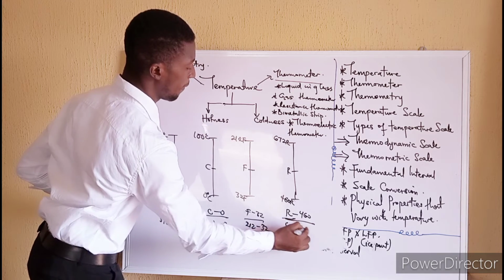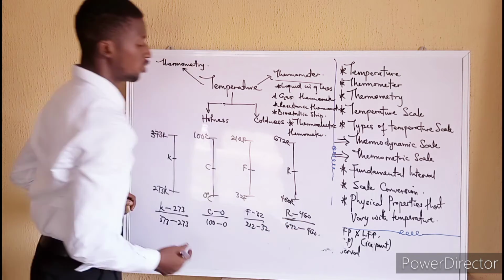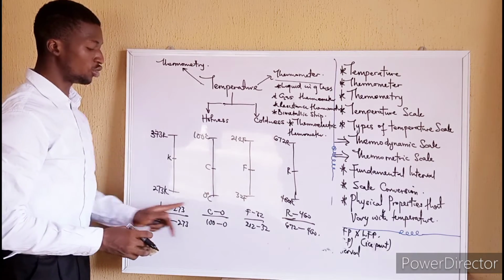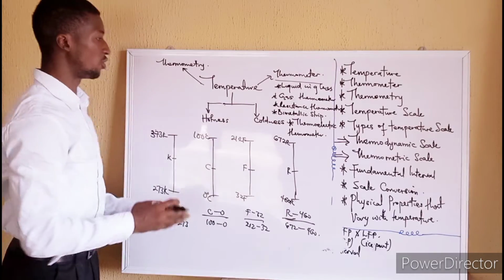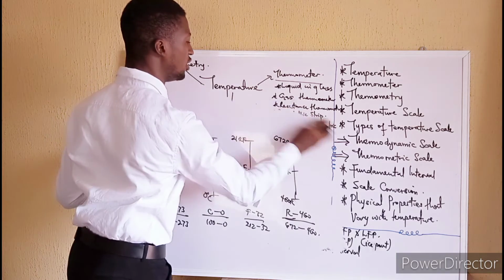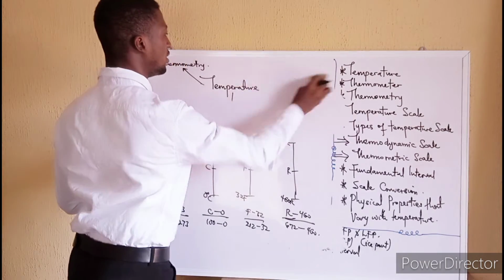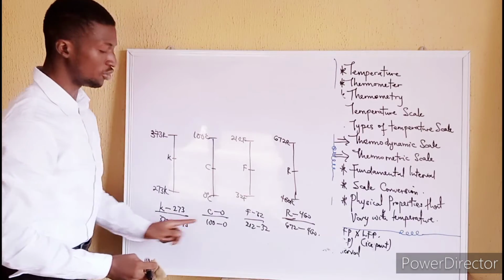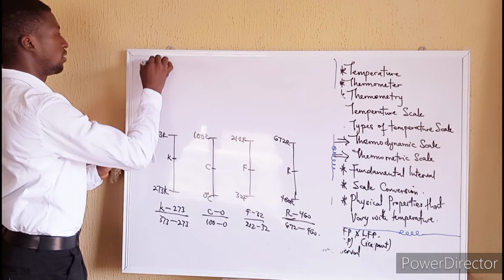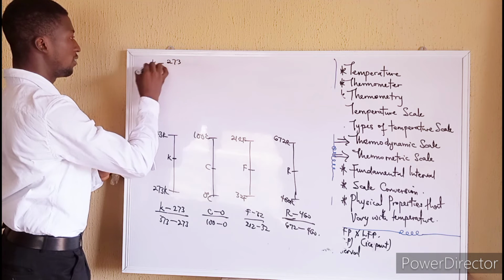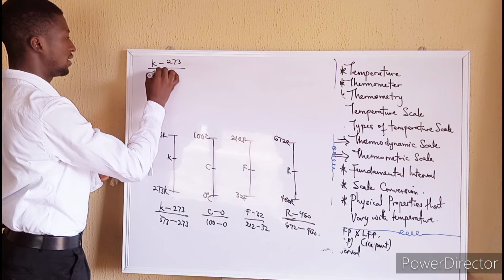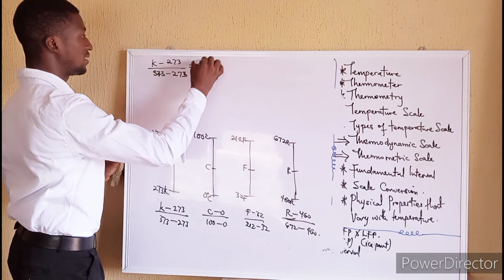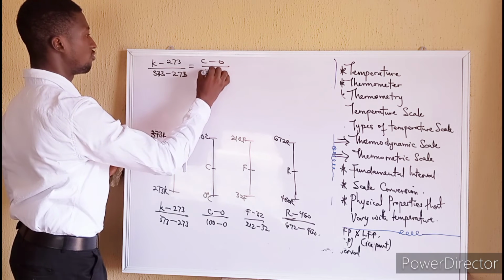Whichever one we want to convert, if I'm converting from Kelvin to degrees Celsius, then I have to use the ratio of Kelvin and degrees Celsius together. If I'm converting from Kelvin to degrees Celsius, I have to use these two. So here I have K minus 273 over 373 minus 273 equals C minus 0 over 100 minus 0.